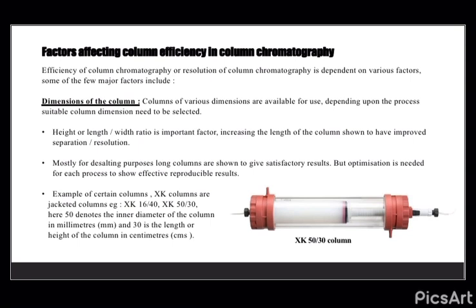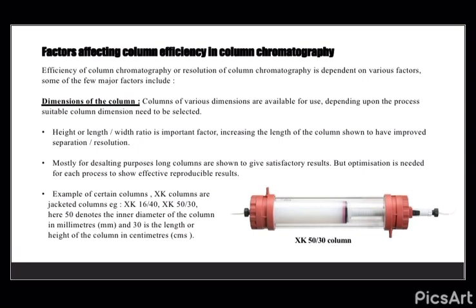Starting with the first one, dimension of the column. Columns of various dimensions are available for use. Depending upon the process, suitable column dimensions need to be selected. Height, length, and the width ratio is an important factor. Increasing the length of the column has been shown to improve the separation or the resolution. Mostly for desalting purposes, long columns have shown to give satisfactory results, but optimization is needed for each one of them. That means we have to make the best use of the resource to get effective results.